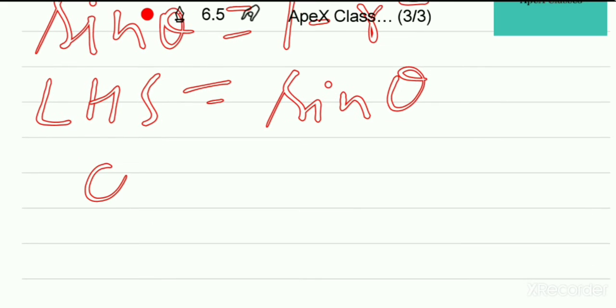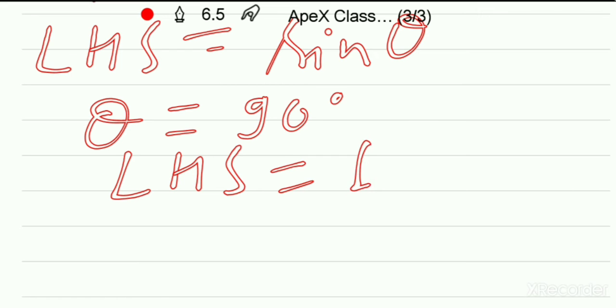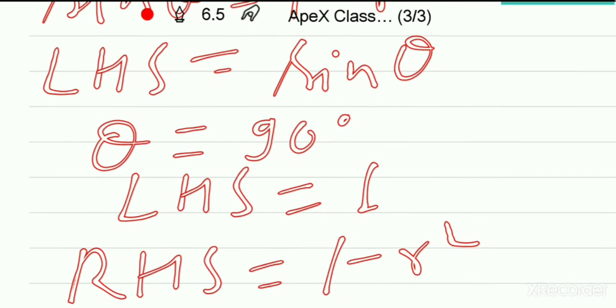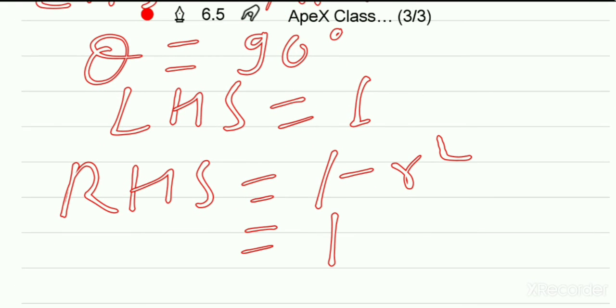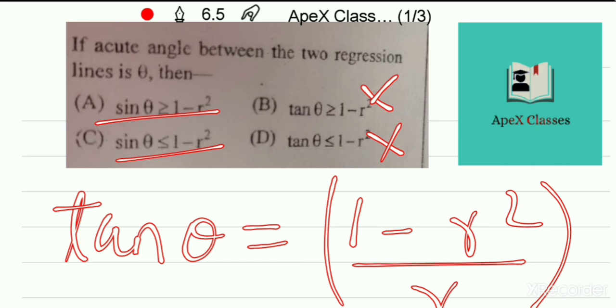If theta is equal to 90 degrees, then LHS will be 1, because sin 90 is 1, and on the RHS we have 1 minus r square. I have told you if theta is 90 degrees, then r is equal to 0. So on the RHS we get 1 minus 0, that is 1. So this relation is correct, but the options given are less than or greater than.